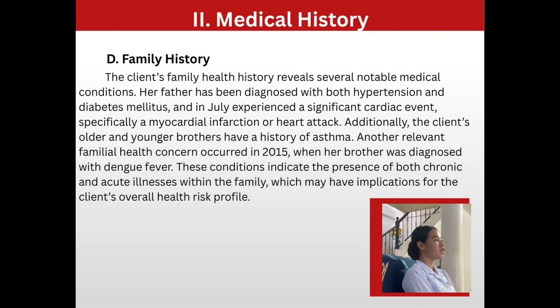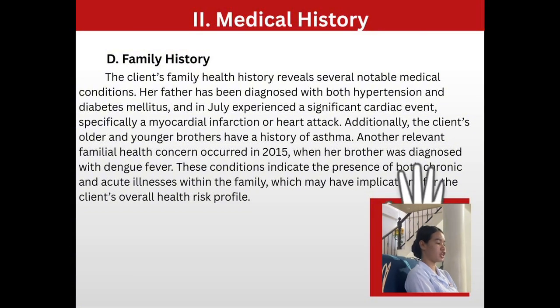So we have here the family history of the client. So her father has hypertension, diabetes, and suffered a myocardial infarction in July. Both brothers have asthma or is asthmatic, and one had dengue in 2015. This indicates a family background of chronic and acute conditions.